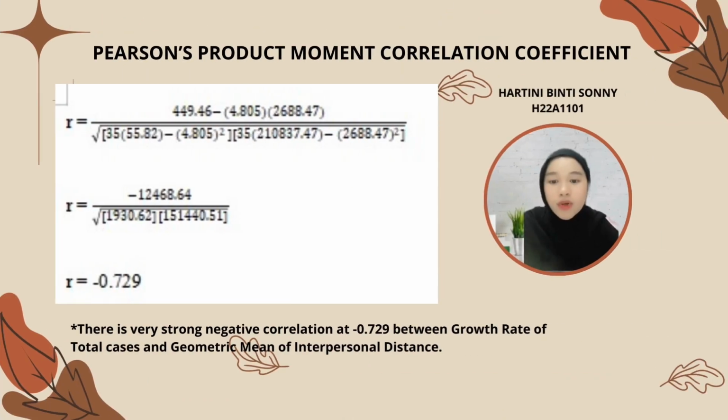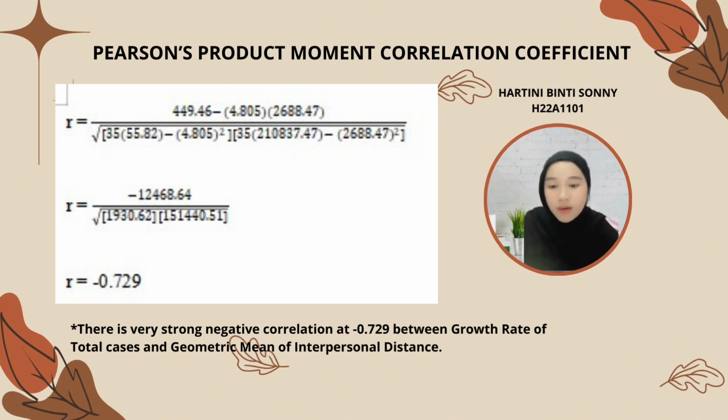Next, for the Pearson product moment correlation coefficient, we take the growth rate of total cases as X, then the geometric mean of interpersonal distance as Y. After that, we find XY, X squared and Y squared, so that we can calculate by the formula given.